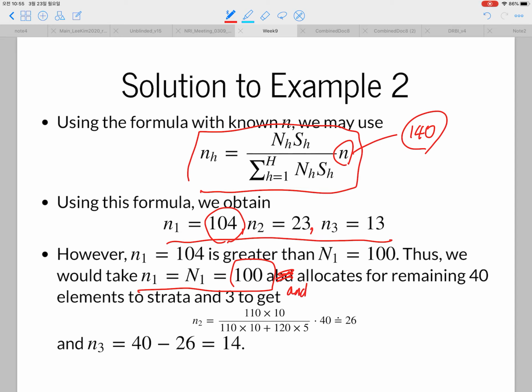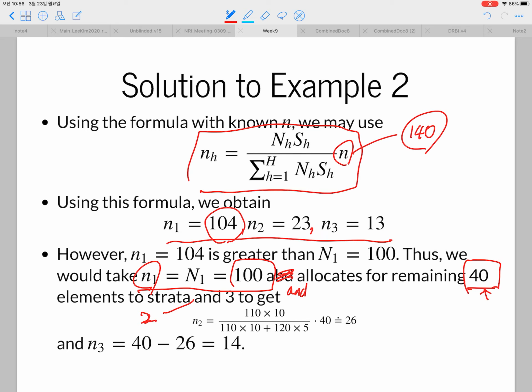Everybody in the first stratum goes to the sample. So take them all, select them all, and then the remaining part is 40. So we allocate 40 to stratum 2 and 3. Sorry about the typo. So basically select everybody in stratum 1 and then do the optimal allocation using the remaining sample size, which is 40, to stratum 2 and stratum 3.